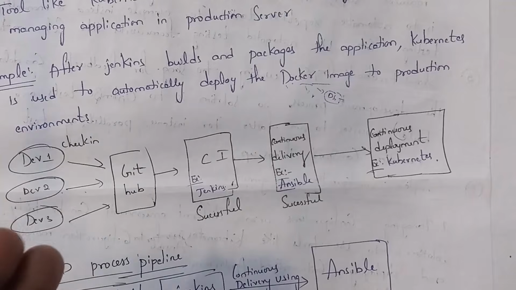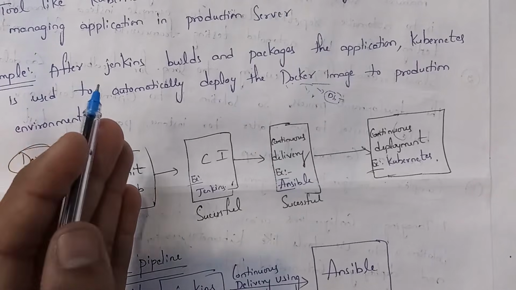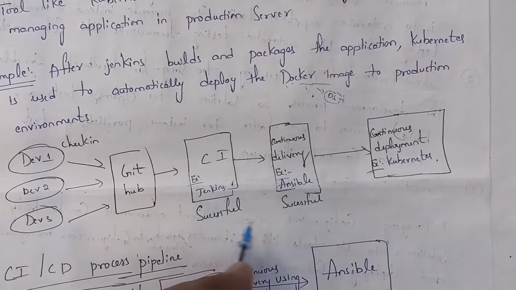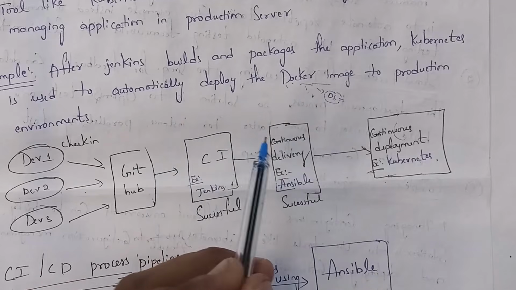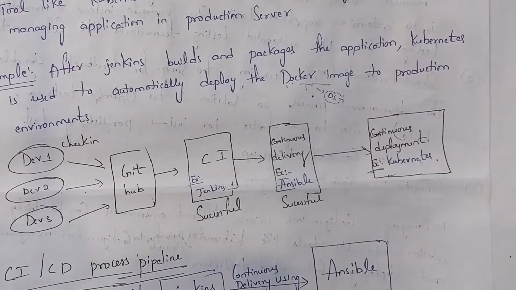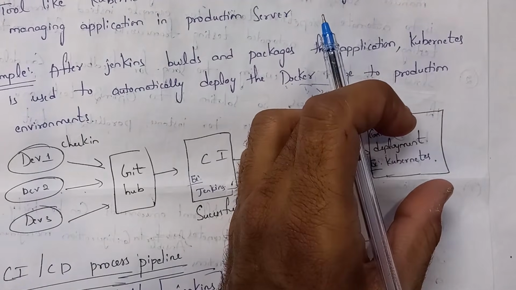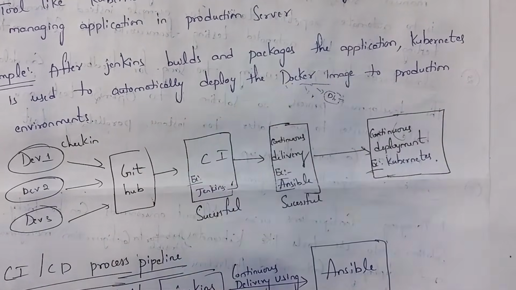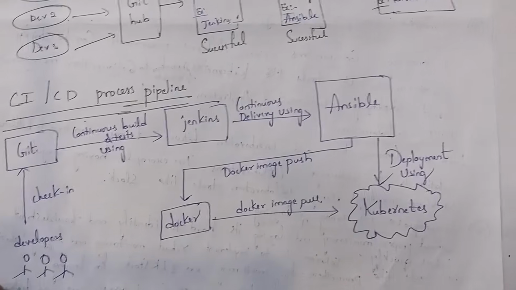This is an example. Developers will place code into GitHub. After placing code into GitHub, automatically continuous integration will take place. After that, continuous delivery will take place. And at last, continuous deployment will take place. That is nothing but placing our application into the actual production server. Guys, this is the complete CI/CD pipeline.